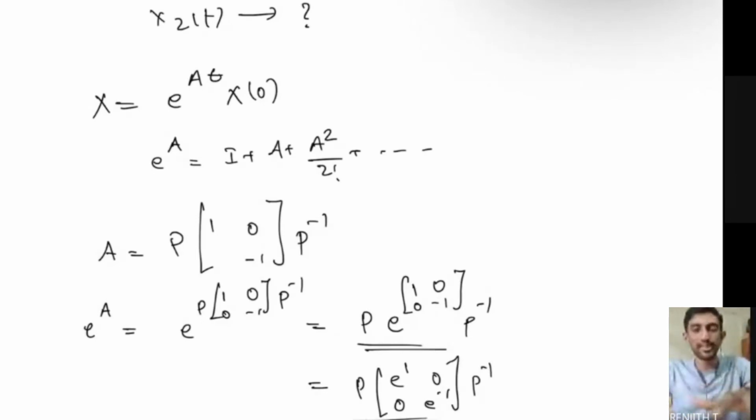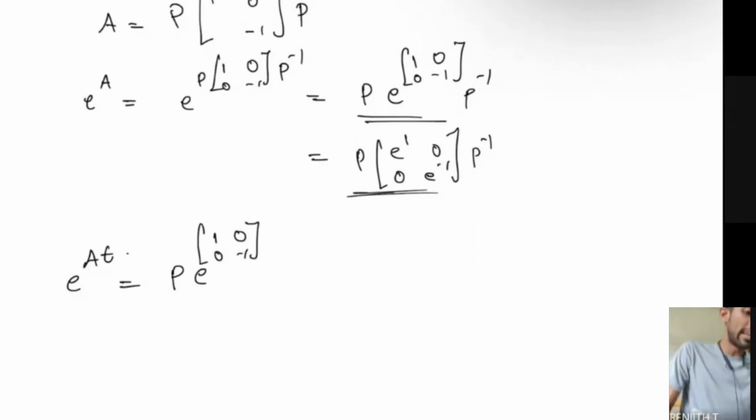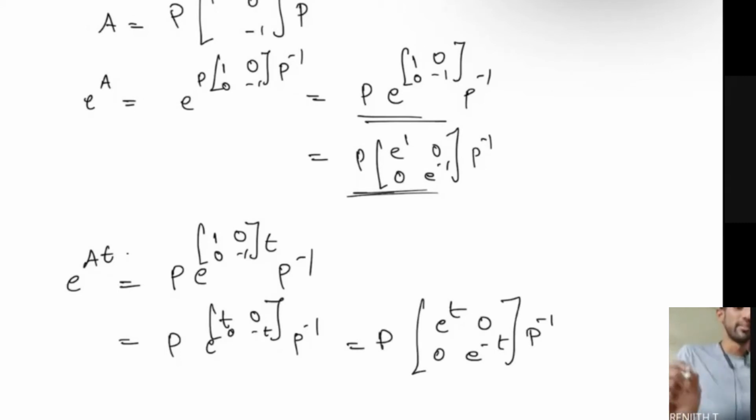So these are all the theories which are developing in ODE. You don't need this much theory, you just need these results to do the problems. So here it must be e power At. Then it will be P e power 1, 0, 0, -1 times t times P inverse. So this t will come inside, giving P times e power t 0, 0 e power -t, times P inverse.